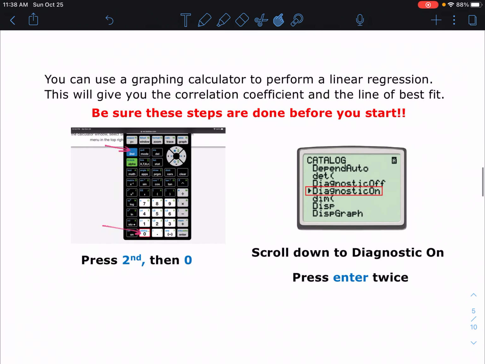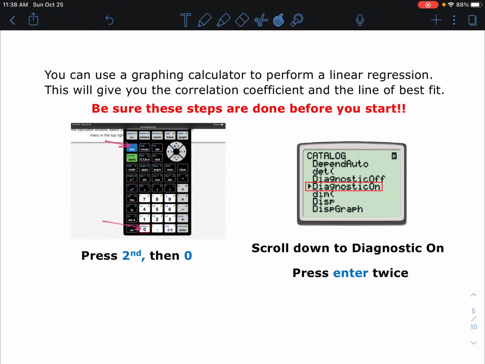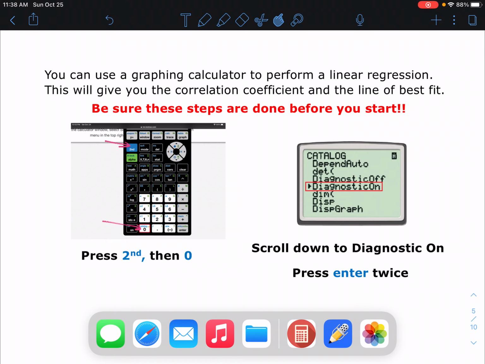Okay, before we start, you're going to need to use your MCA calculator for this assignment and lesson. There are a couple of things we have to do. We have to be able to find the correlation coefficient and line of best fit. Your calculator won't be able to do that unless you turn the diagnostic on. So to do that, I'm going to pull up my graphing calculator and try to do a split screen.